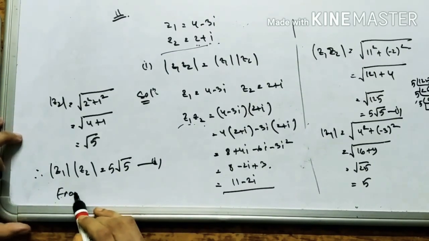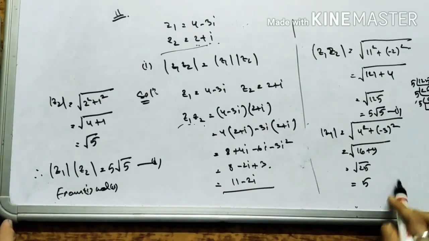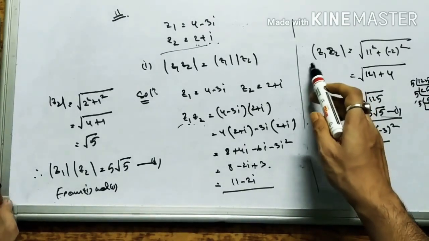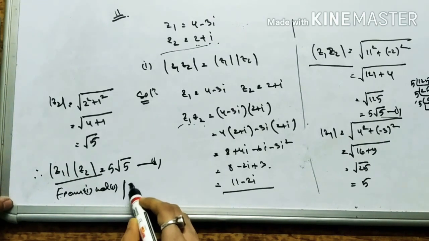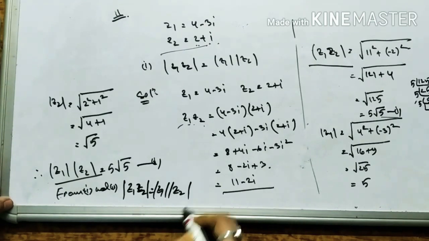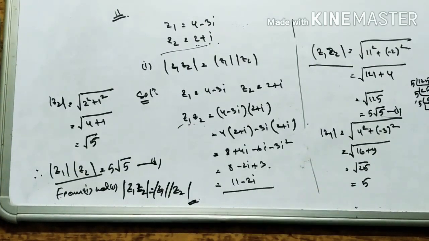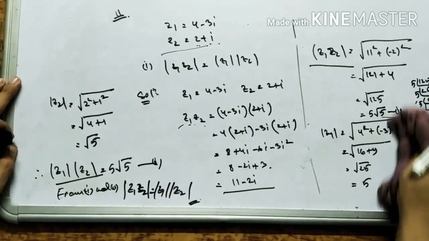So from 1 and 2, this is our equation 1 and this is our equation 2, I can say that the modulus of this is equal to this. Understand? So therefore I can say that modulus of Z1 Z2 is equal to modulus Z1 into modulus Z2, and this is hence verified. Rest of the problems you try to do by yourself. Next I will go to question number 12.